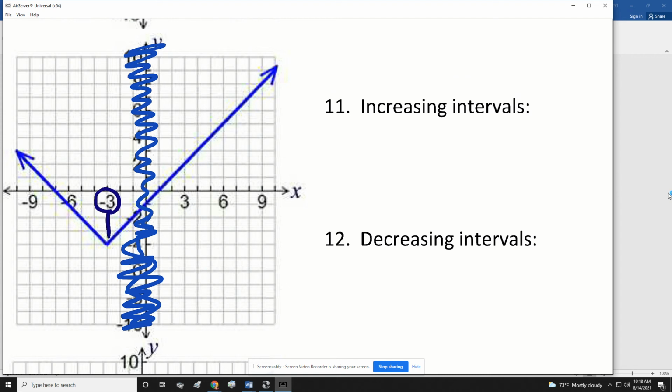Right. And that goes to negative 3. So negative 3 is an important x value when we're figuring out these intervals. So you all try this one on your own.